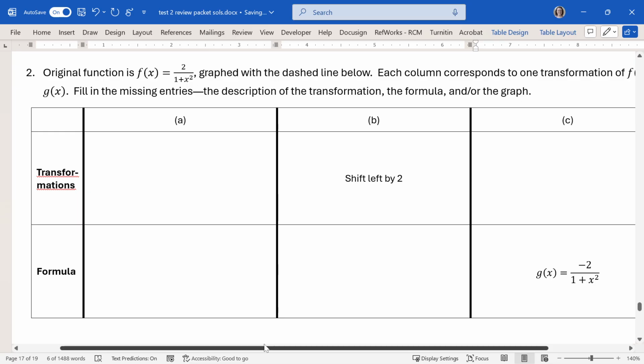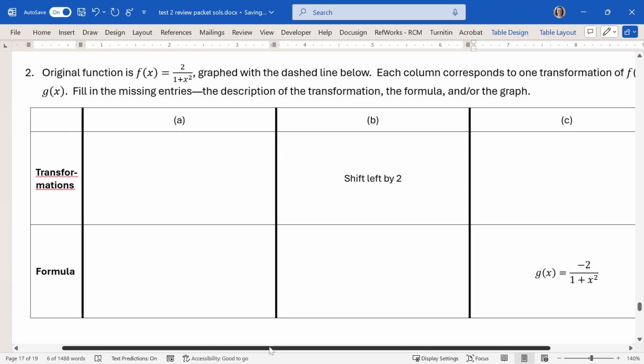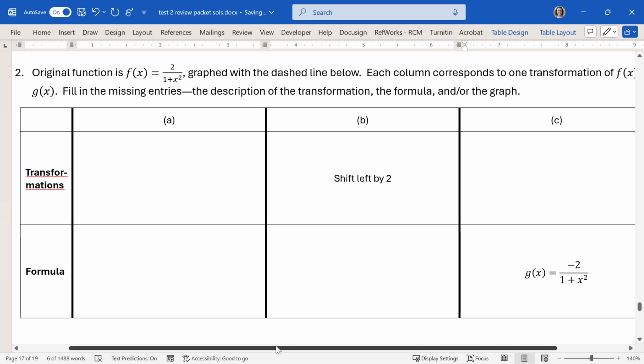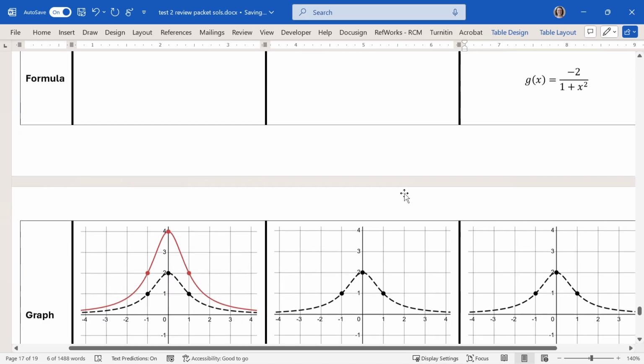So the original function is f of x equals 2 plus 1 over x, which is graphed with the dashed line.